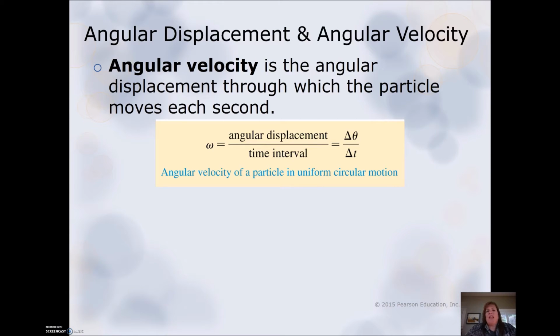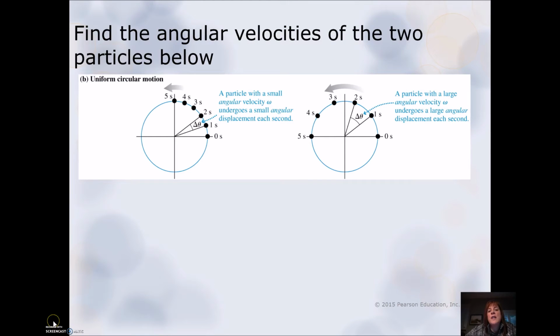Now, what about angular velocity? Angular velocity is the angular displacement per time that particle moves. So remember that our linear tangential velocity is position over time, the change in position over change in time. Our angular velocity is the angular position change over time. So if we calculate the angular velocity in these two different scenarios, remember that angular velocity is the change in the angular position over the change in time.